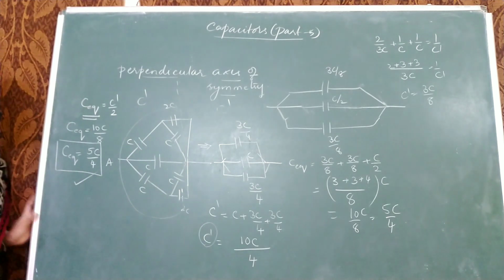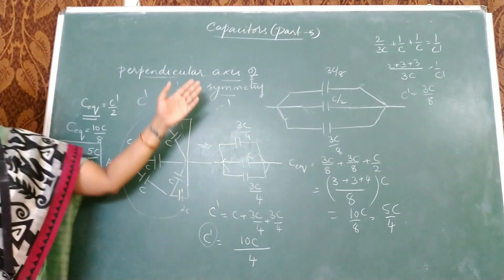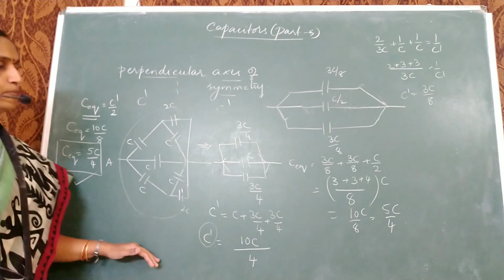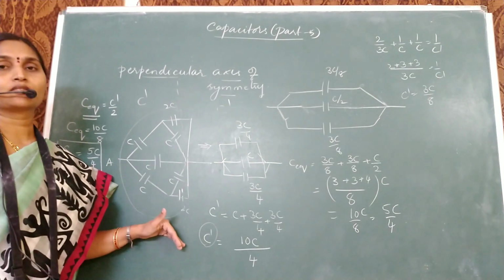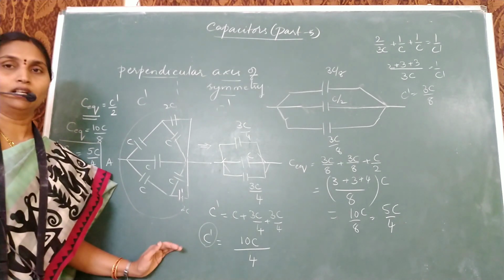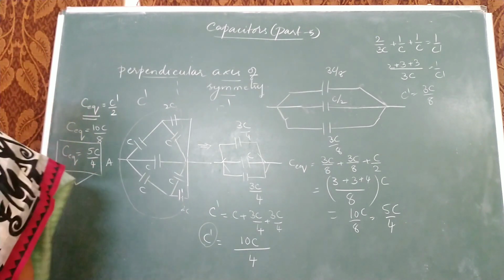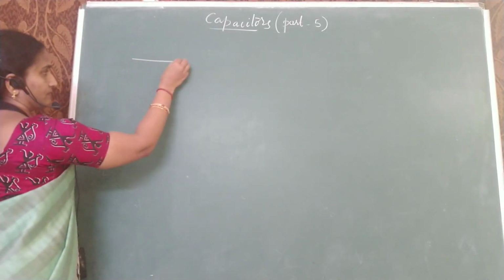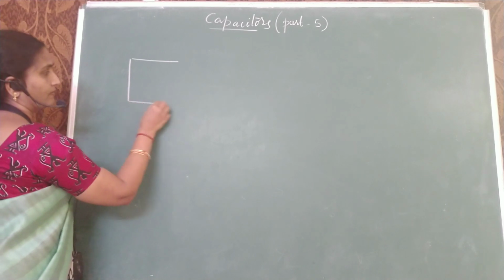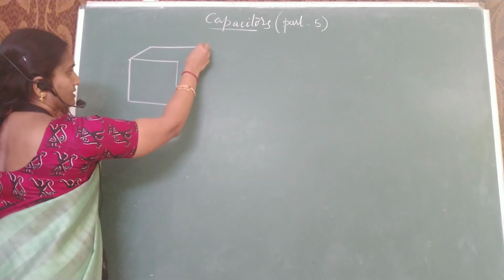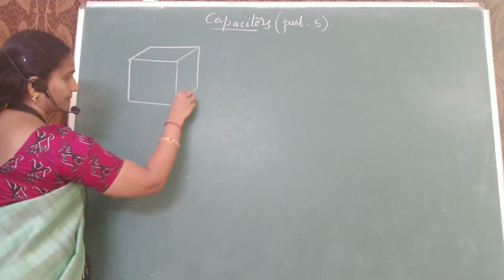So this is how you can use this perpendicular axis of symmetry. So this is one example where we have applied the perpendicular axis of symmetry. After this we will be studying about cubical networks. For a cube, there are three questions that I will discuss in cubical networks.